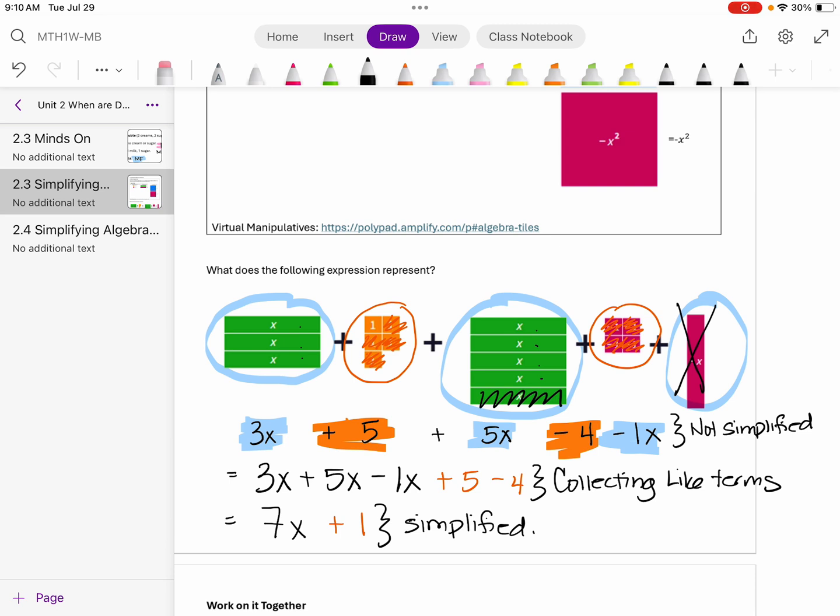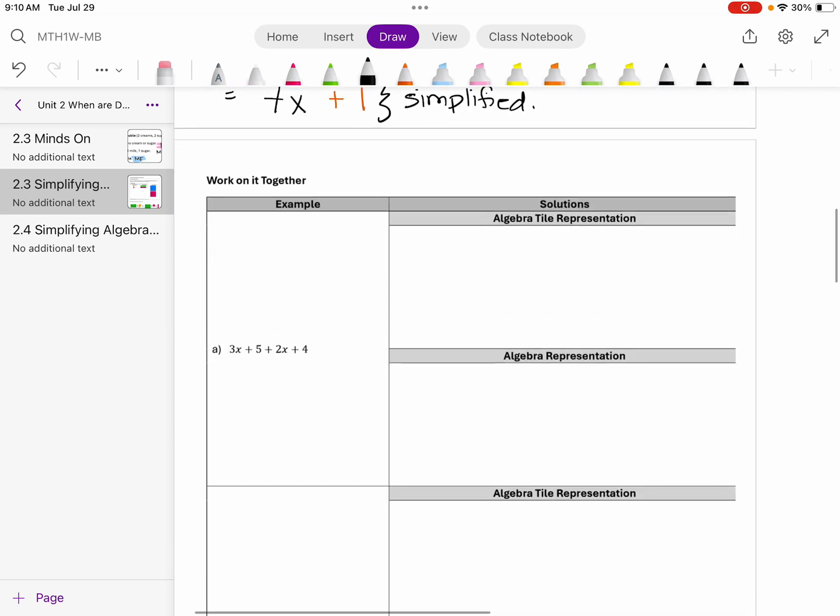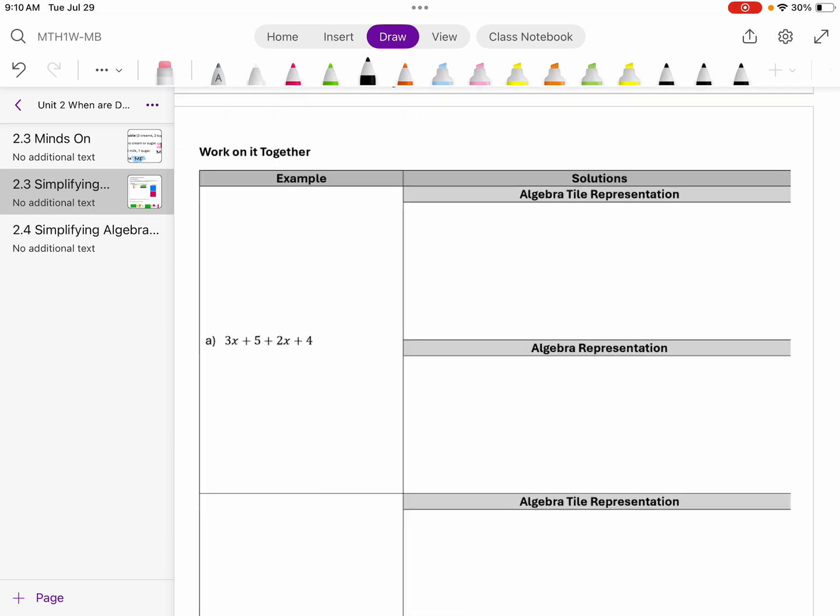Okay, so what I want you to do, we are going to do all of these examples. We're going to draw out the algebra tile representations, and then we're also going to do the algebra representations. You can choose to do the algebra tile representations on that website, and that way you can move the tiles around. Okay, so pause the video and try drawing this representation.